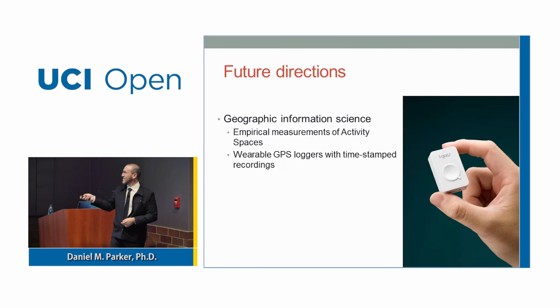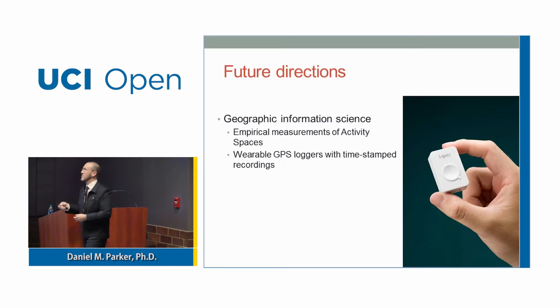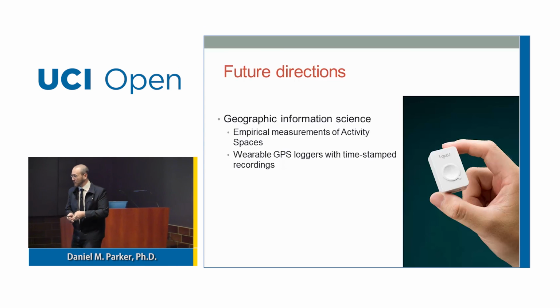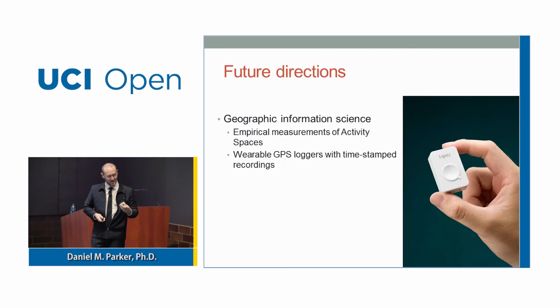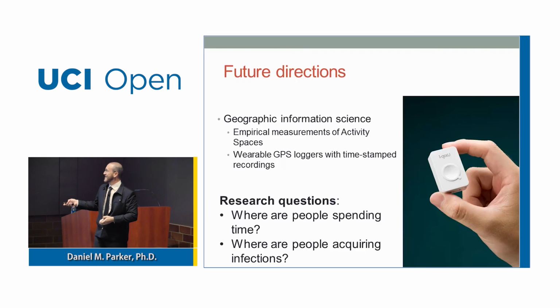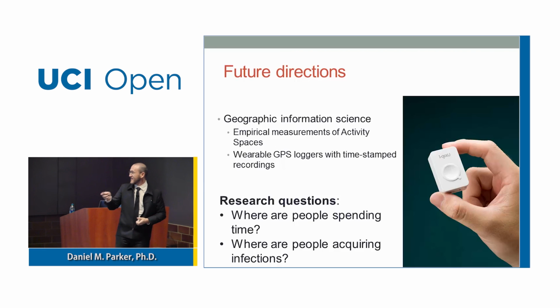And the way I want to get at this is using these GPS loggers. I want to empirically measure these activity spaces. I think I even brought one. This is what it looks like. These are the real ones here. And I'm talking rural Karen villagers into taking these and wearing them at all times. And the research questions that I have with this are, where are people spending their time, and can we narrow down where people are acquiring infections?